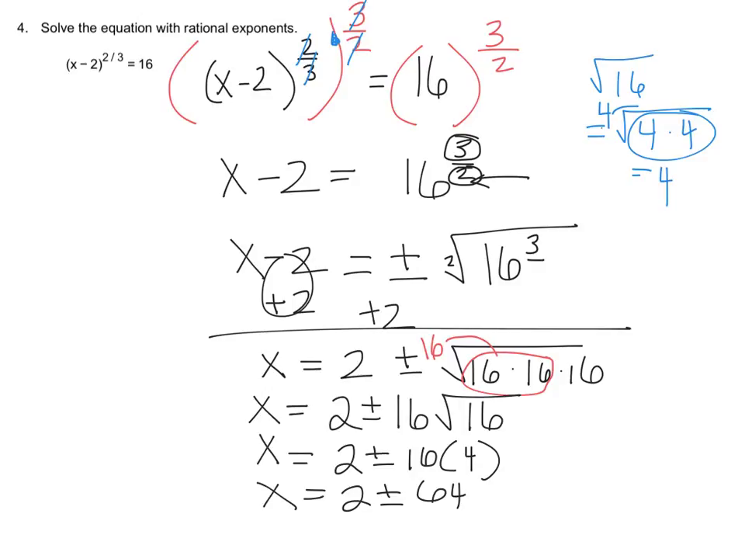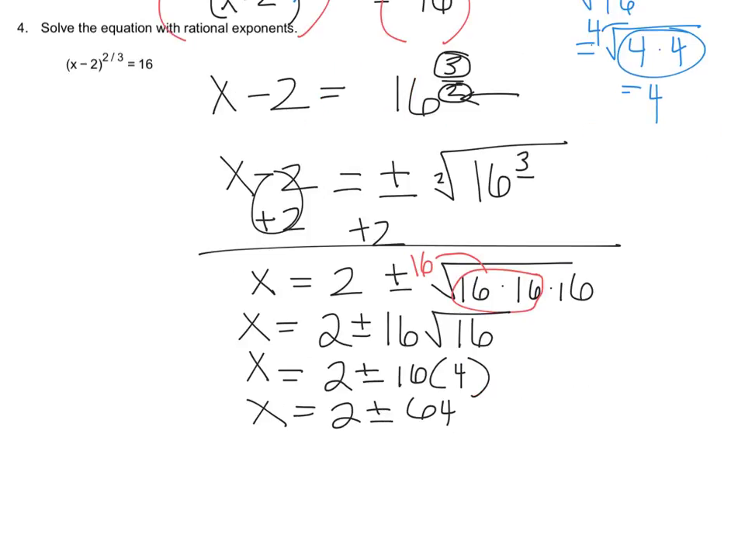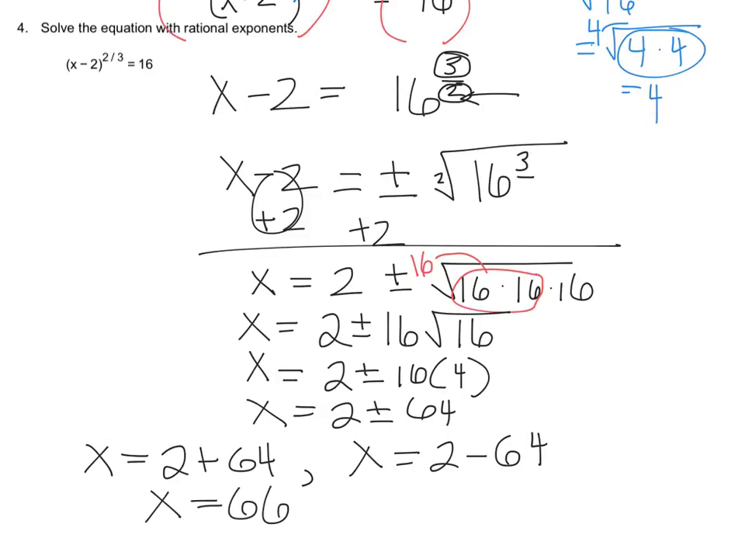And lastly, we're going to find our 2 solutions for x. To do that, I have x equals 2 plus 64, or x equals 2 minus 64. 2 plus 64 is 66, and 2 minus 64 is negative 62. So my solutions for x are 66 and negative 62.